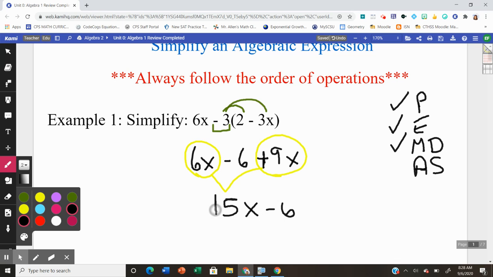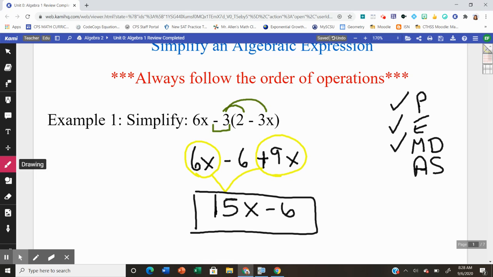We'll just carry that down. It has no like term. And that, my friends, is our simplified expression right there. 15x minus 6. Notice I also wrote my answer in standard form. I put the variable first and then the constant term second. So let's always get into the habit of doing that, please.